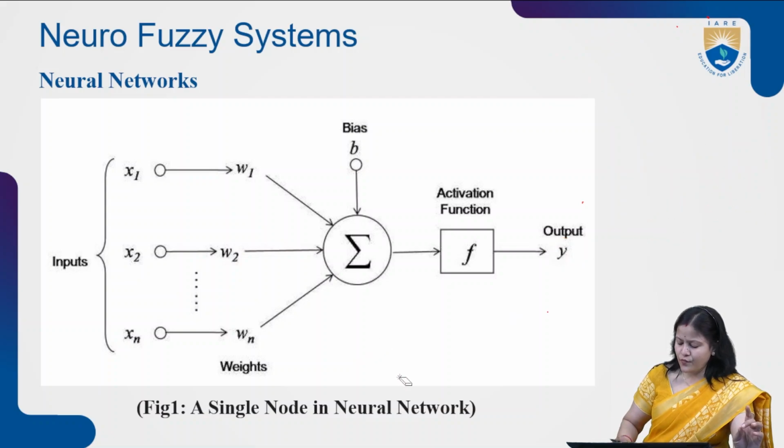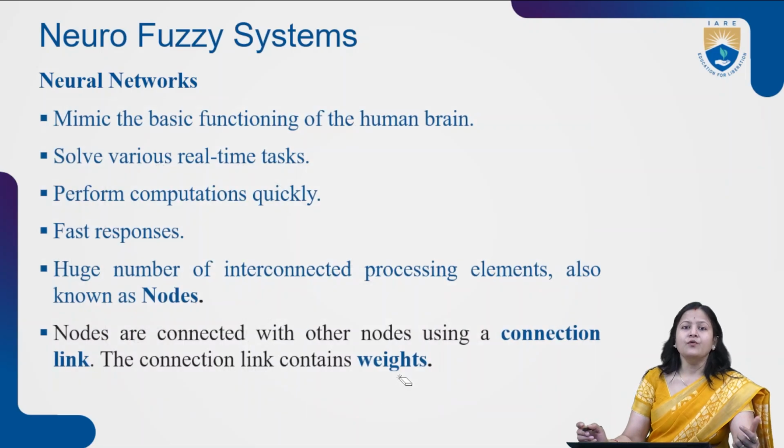Now let me move forward here. The neural network can mimic the basic functioning of the human brain. Already I have discussed how our human brain thinks, perceives, then generates the output. Same thing, the artificial neural network can mimic the basic functioning of the human brain.